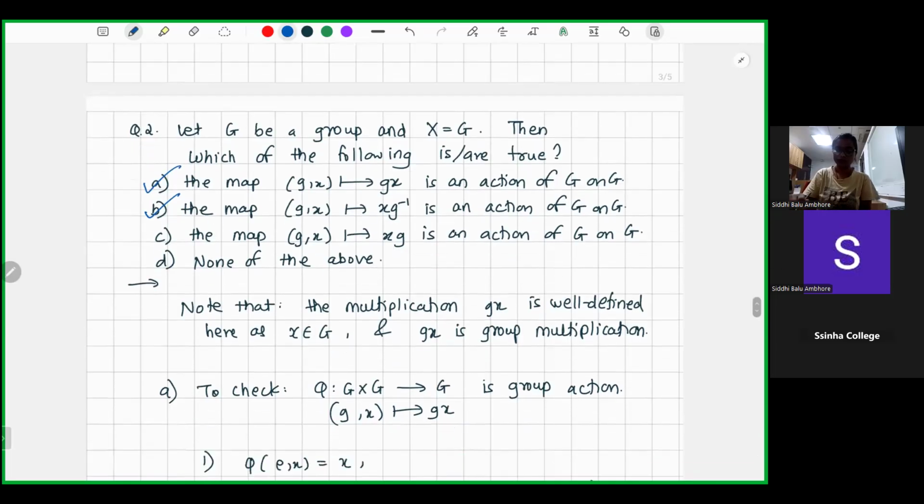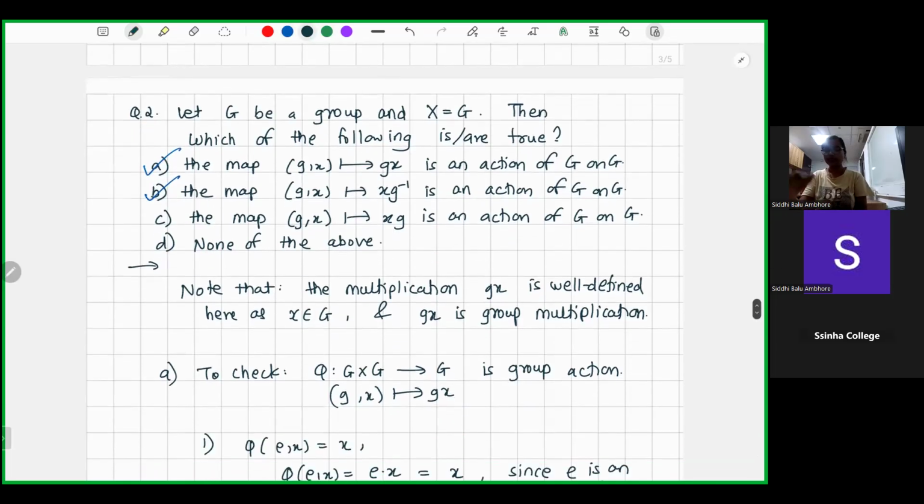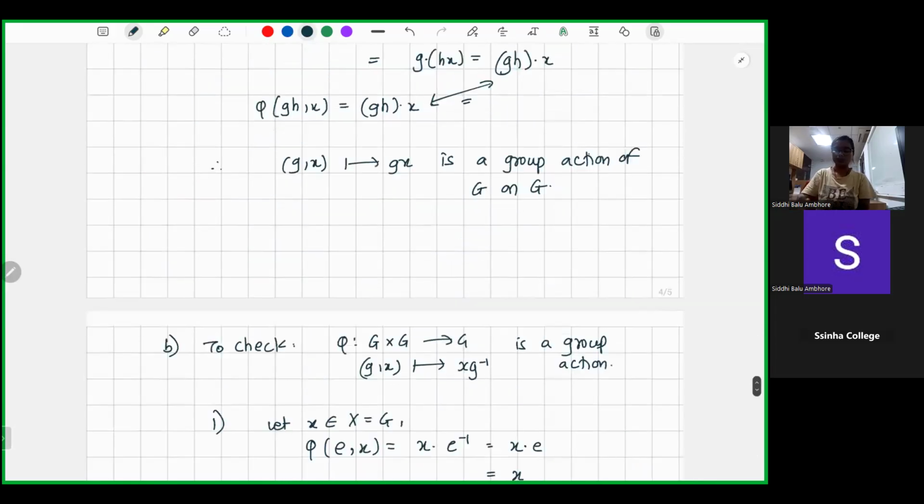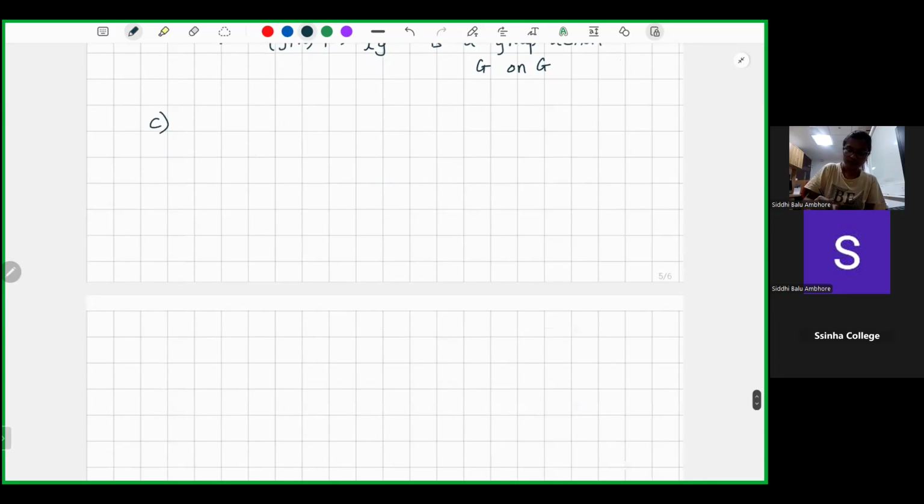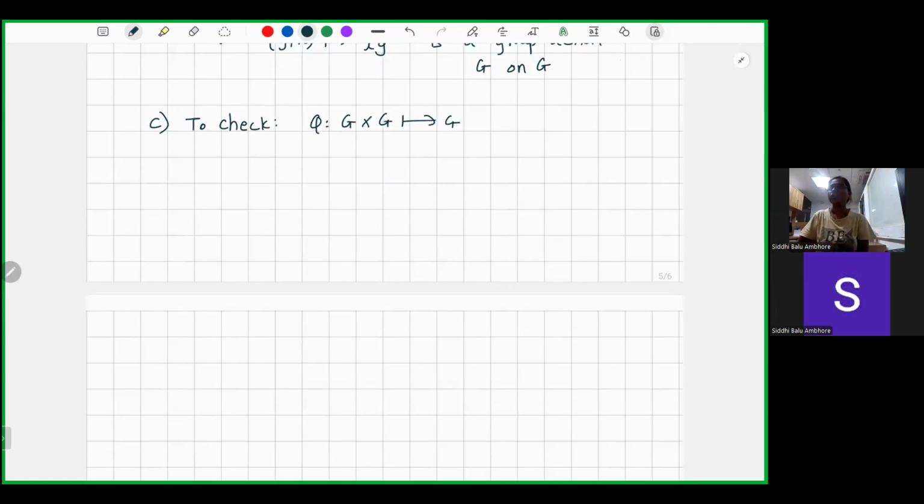Now let's go to the third one. Now my G comma X is going to XG. Okay, so now this is part C, to check again, this map from G cross G to G, such that G comma X is going to X into G. And we have to check whether this is a group action.